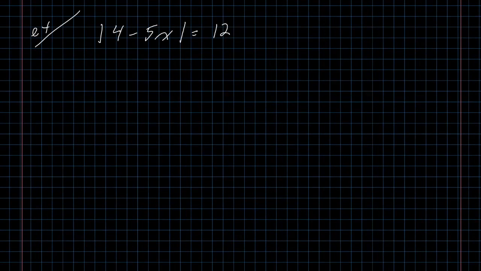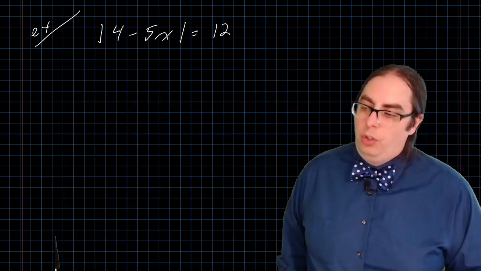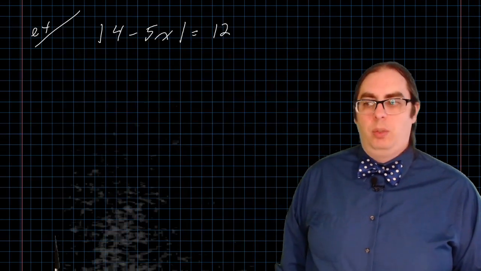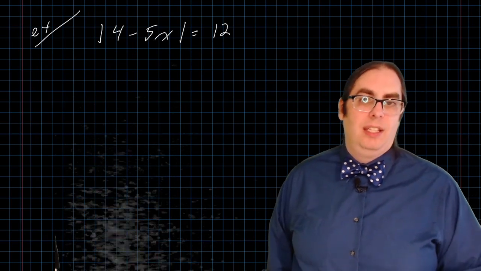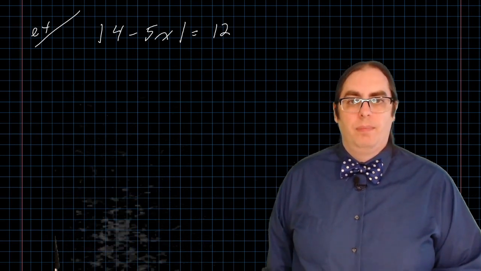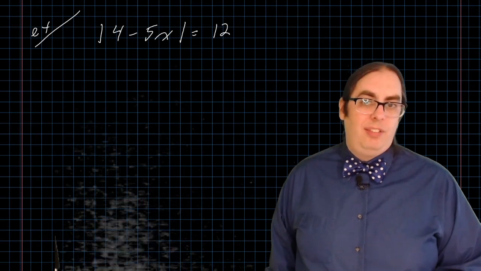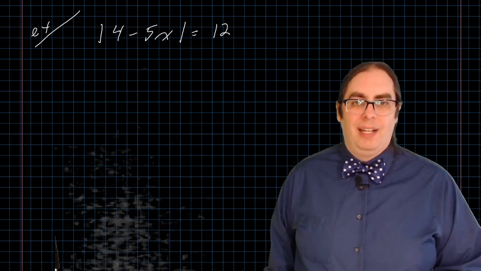I would like you to find the solution set for the absolute value equation, absolute value of 4 minus 5x is equal to 12. All right, take a couple of minutes, see what you can do with that, and I'll see you in the next video.